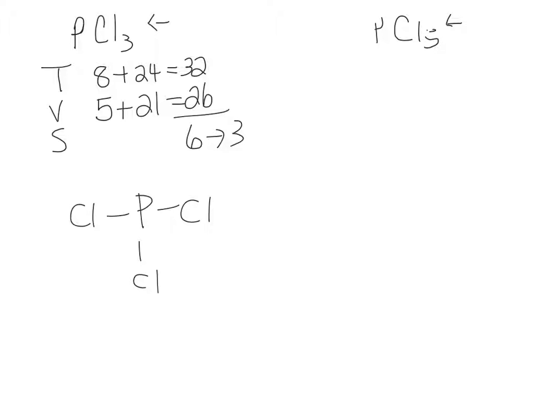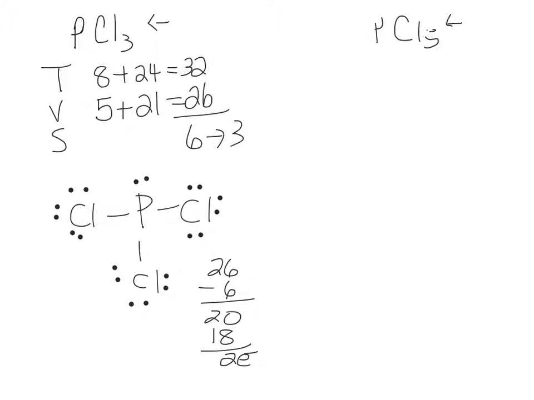Start with chlorine. Each one has 2. They want 8. So each one gets 6 more. So I had 20. I've now used 6 times 3, 18. I've got 2 left. Go there. So now I'll show you how I did that. So we had 26 valence electrons. I used up 6 for the bonds, left 20. Each chlorine got 3 lone pairs, so each chlorine got 6 more. There's 3 of them, for a total of 18, left 2. I was free to put them on phosphorus. So now everybody's got 8 electrons.